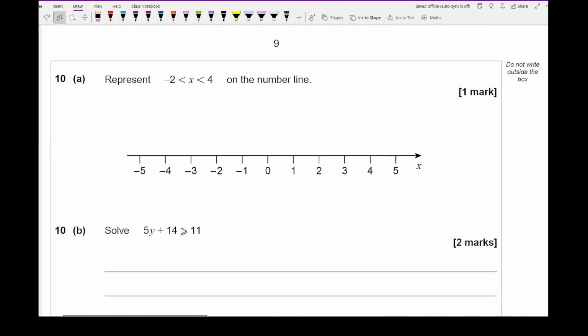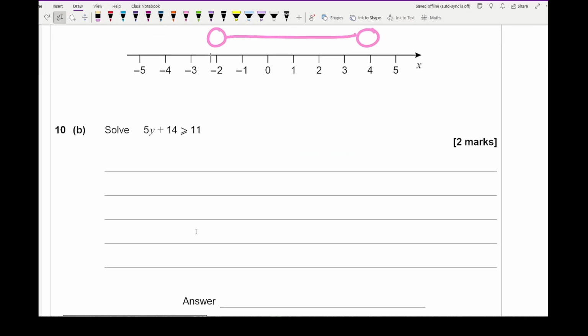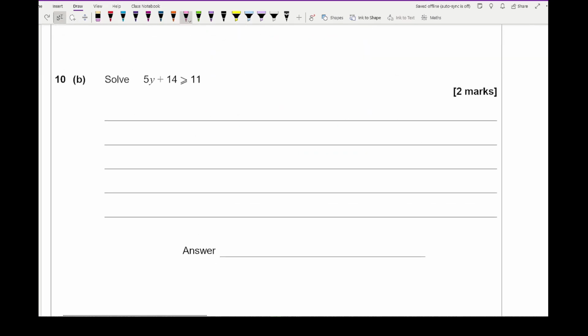Moving on to question 10a, it says represent -2 and 4, where x is between those numbers, exclusive of those numbers, on a number line. So I put a circle around the -2, a circle around 4. I don't need to shade it because it can't equal those numbers, and then I just have a line that connects those two circles.